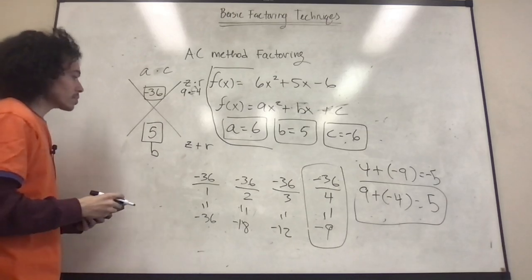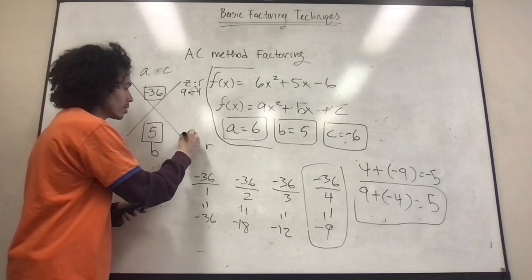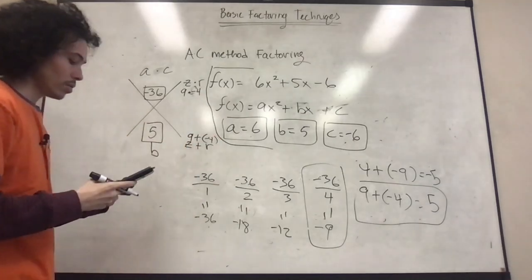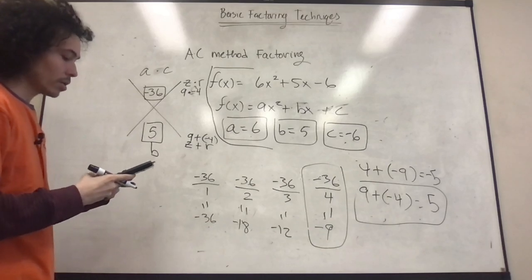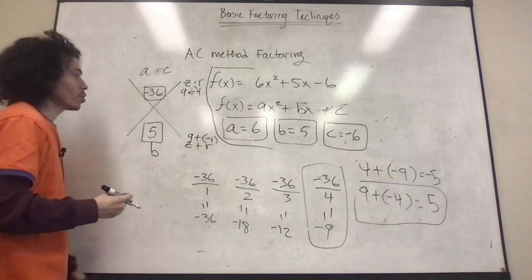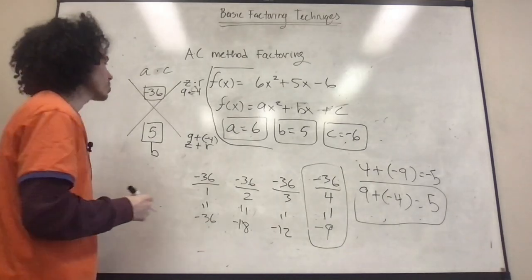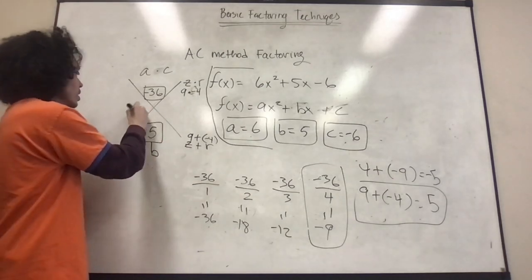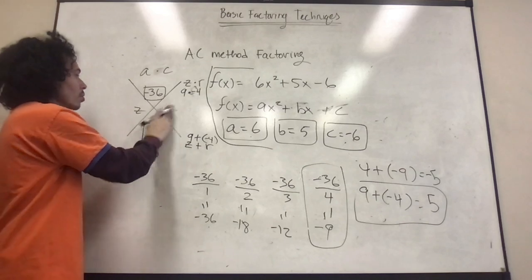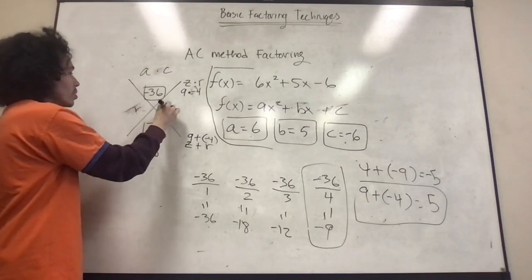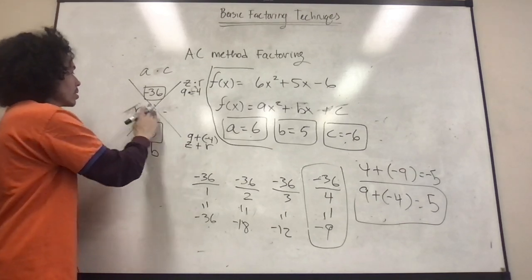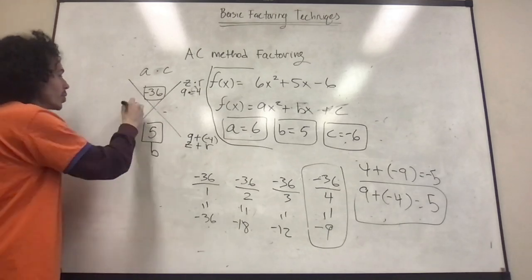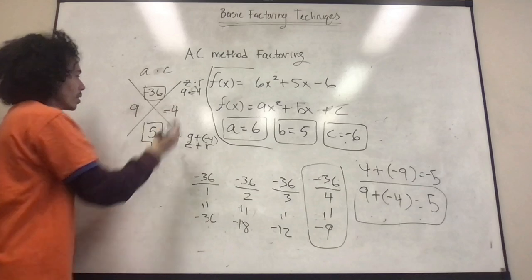Okay. And also 9 plus negative 4 is going to give us 5. So we have found our z and our r terms. Now we choose which one we want to put where. You can put z over here and r there, or r over here and z here. The important thing is you put them on the cross section. So I'm going to put 9 right here, and I'm going to put negative 4 there.